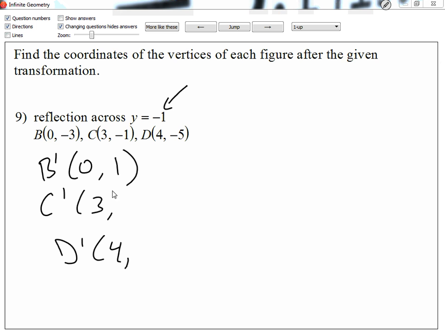Let's take a look at C. What do you do to negative 1 to make it negative 1? Add 0. So add 0 to your midpoint, and you get negative 1. Now looking at the D, what do you do to negative 5 to make it negative 1? Add 4. How much is negative 1 plus 4? 3. Once again, the reflection line is the midpoint.